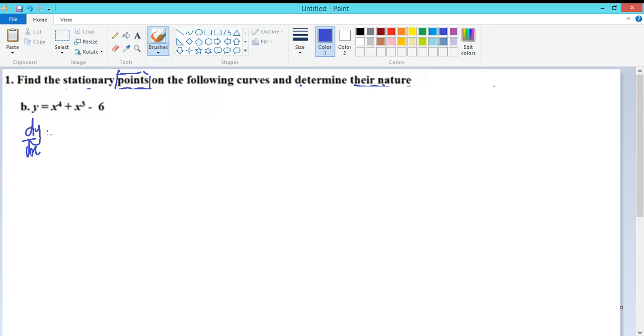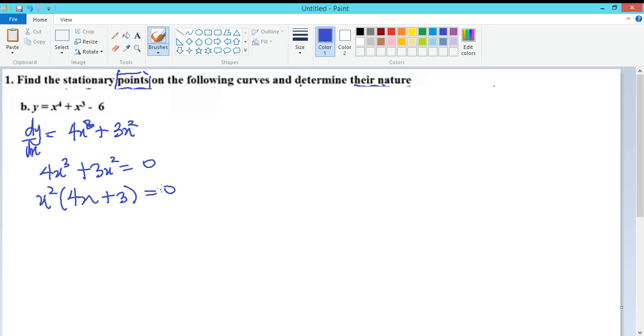dy/dx is equal to 4x cubed plus 3x squared minus 0, so that one drops. At the turning point, 4x cubed plus 3x squared will be equal to 0. We factorize. The common factor is x squared. Taking x squared out, we have 4x plus 3 equal to 0.